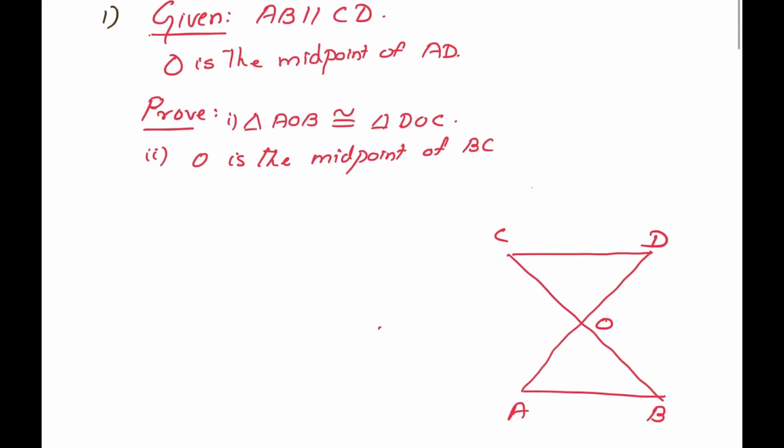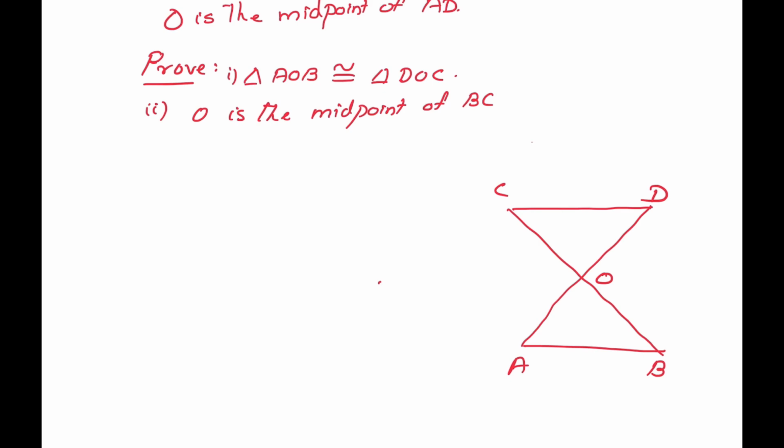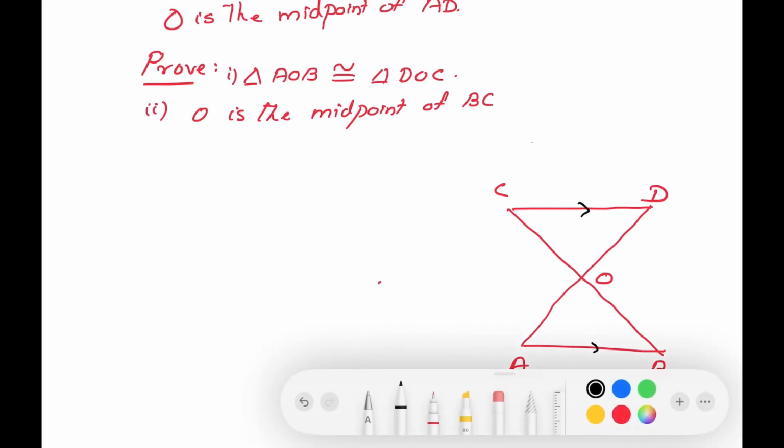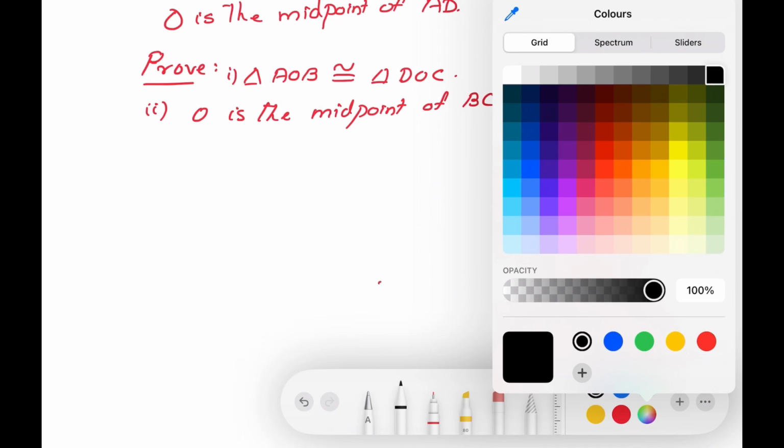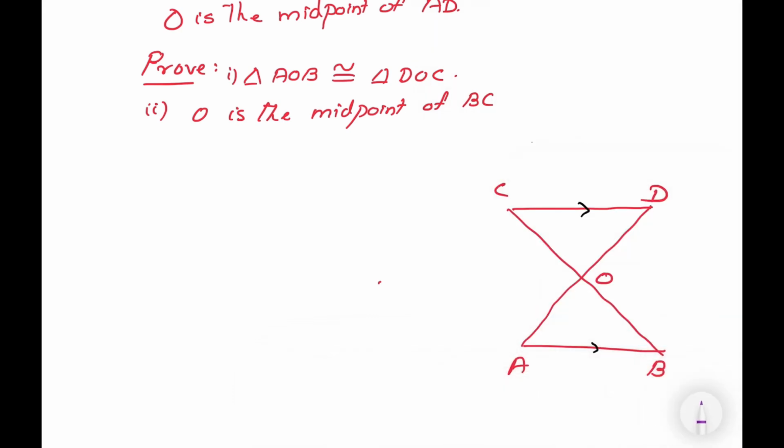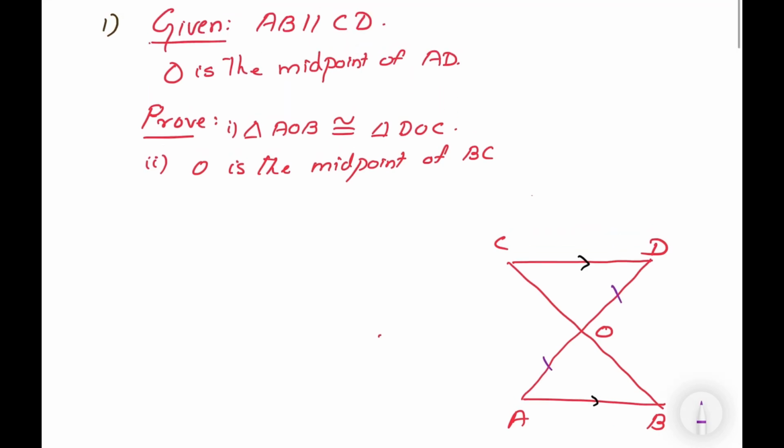given here is AB is parallel to CD. Whatever data you are getting, whatever you can draw, you should mark it in the figure. Now AB is parallel to CD, so you will mark it like this. And O is the midpoint of AD. So AD, O is the midpoint, means now here AO is equal to OD.